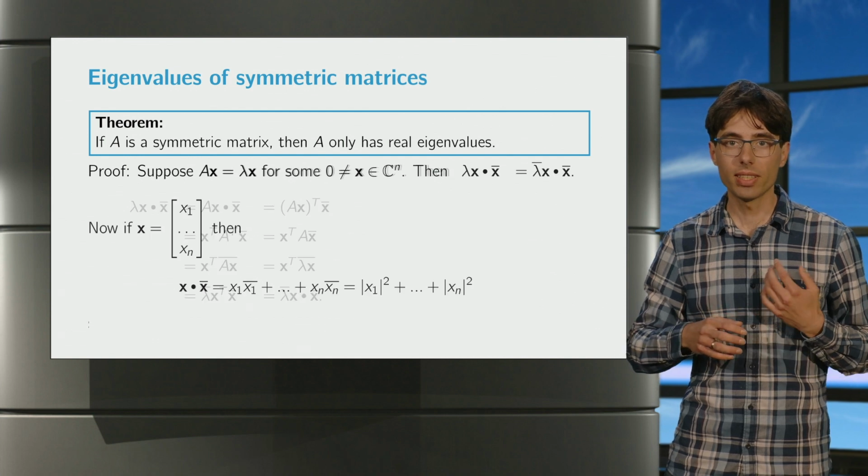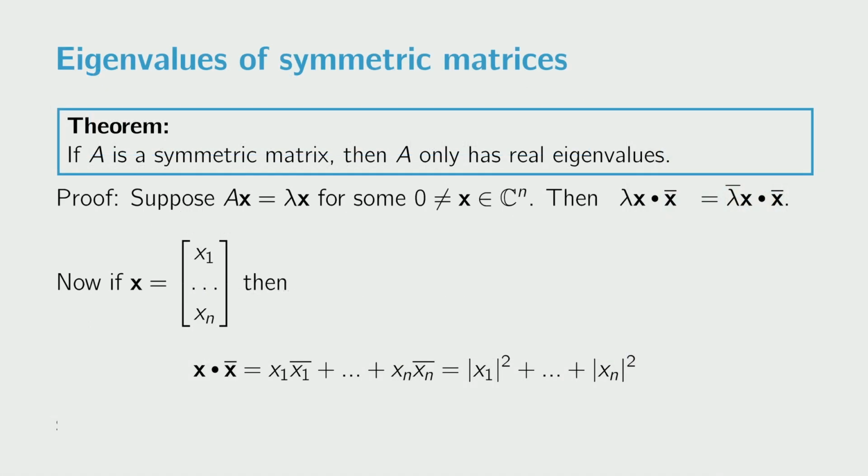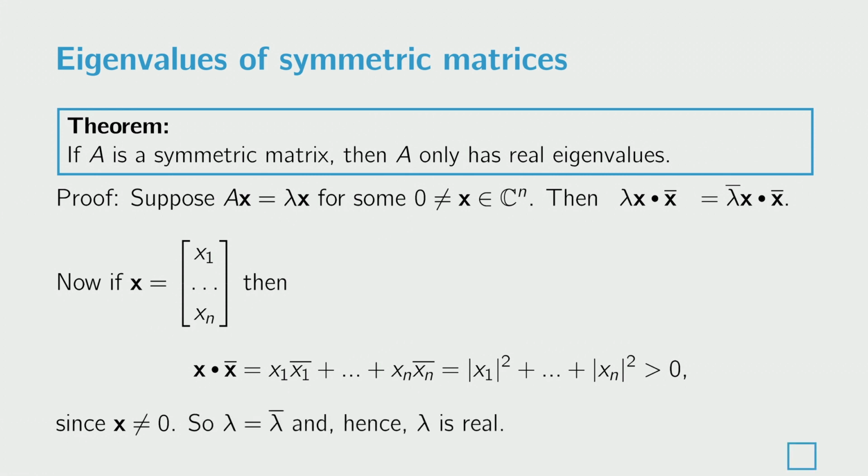Now, if we write x in terms of its components x1 up to xn, then we can work out the inner product and see that it is equal to the sum of the squares of the moduli of the components. This sum is bigger than 0 since the vector x is non-zero. Therefore, we can divide by this inner product, which shows that lambda is equal to its own complex conjugate. From this we can conclude that the eigenvalue lambda must be real, which finishes the proof.